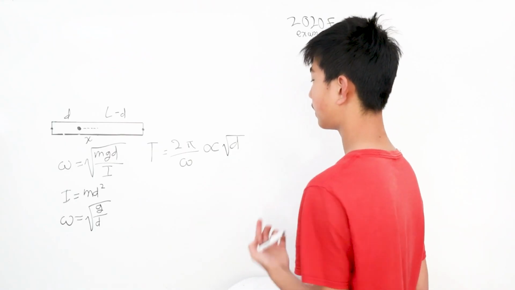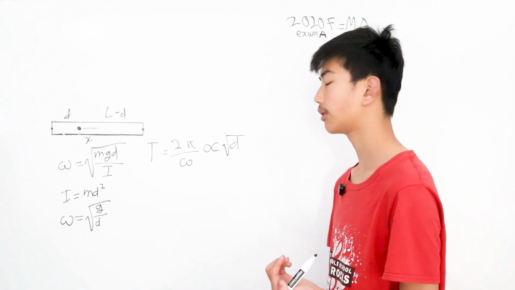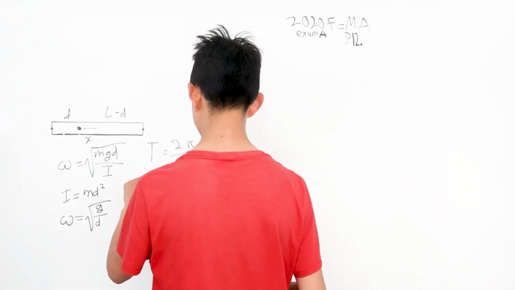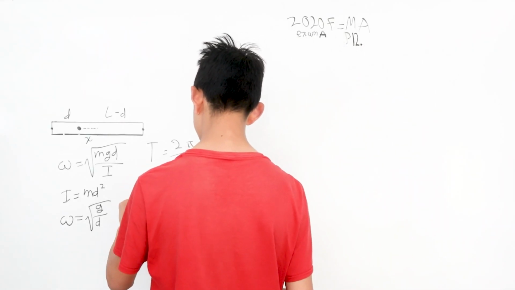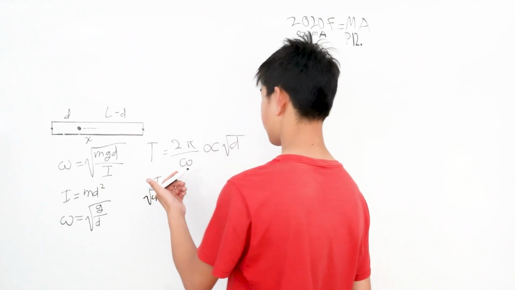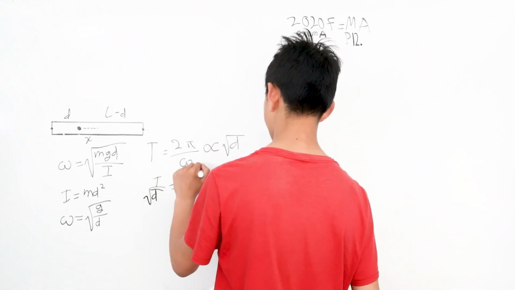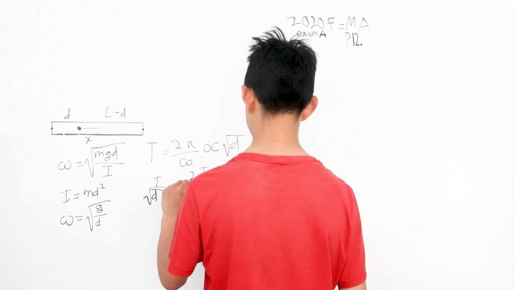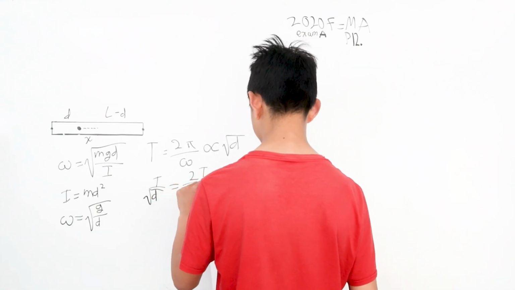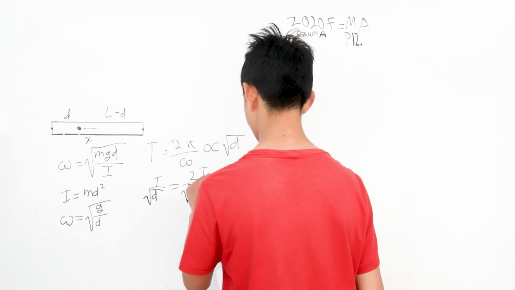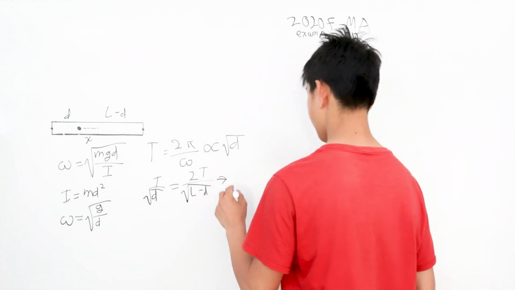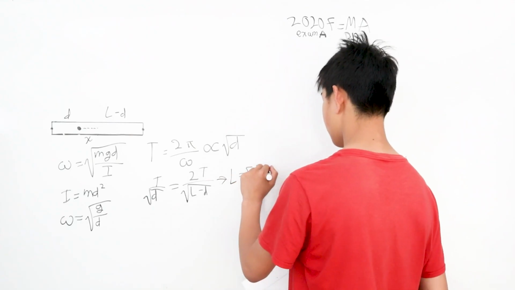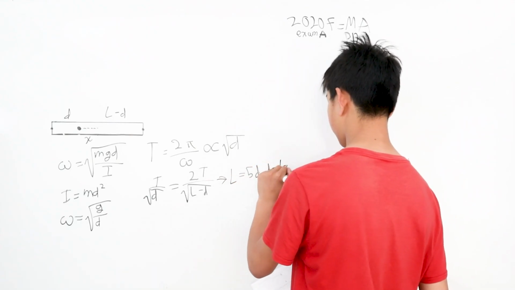So now that we have all of these equations, we can start to formulate something. Now we can say that T over the square root of d is equal to the ratio of the period of 2T oscillations, this is the other side, over the square root of L minus d. Solving for this, you get that L is equal to 5d, or d is equal to L over 5.